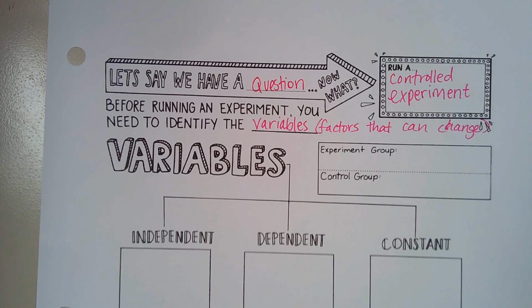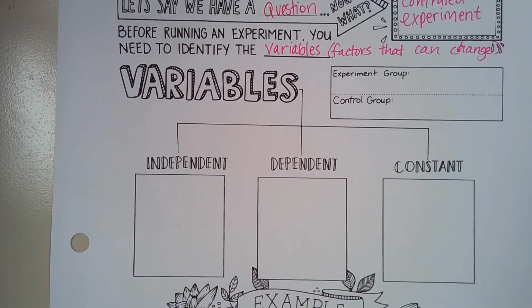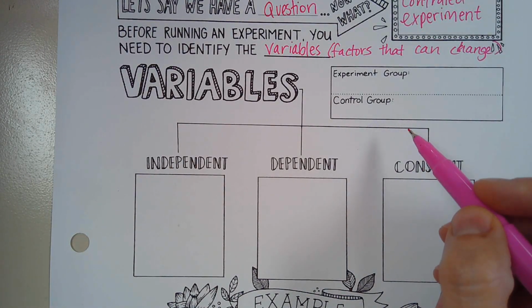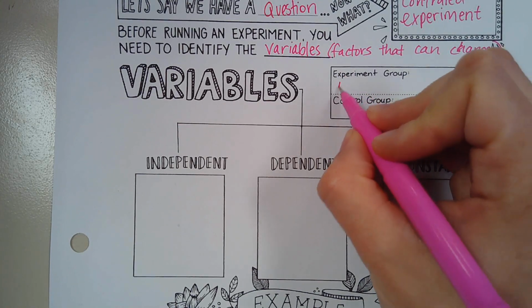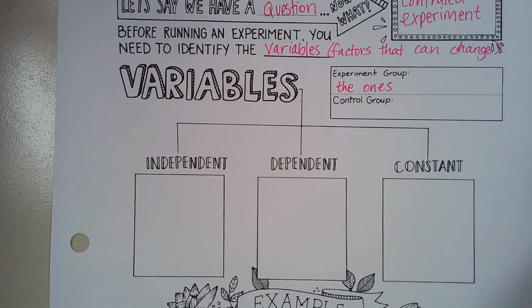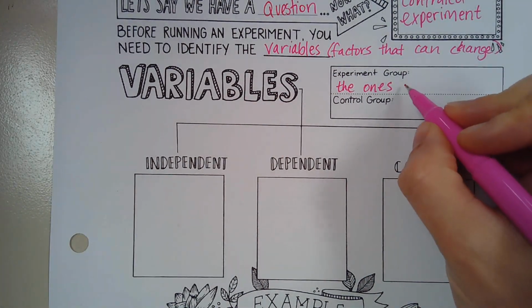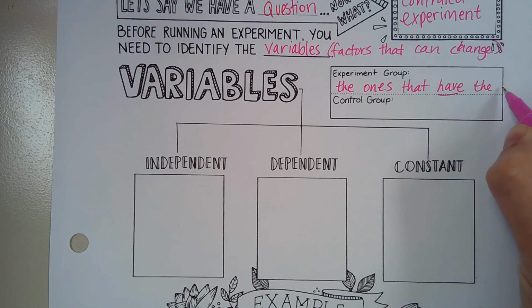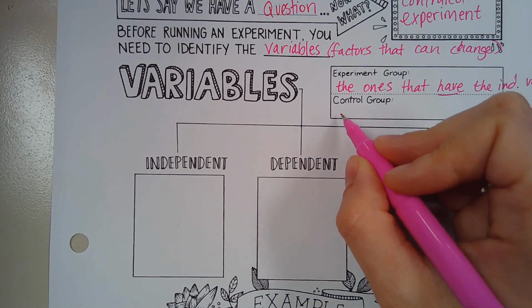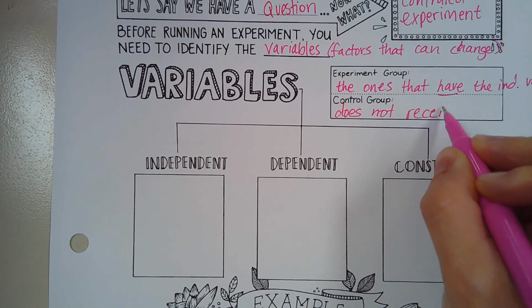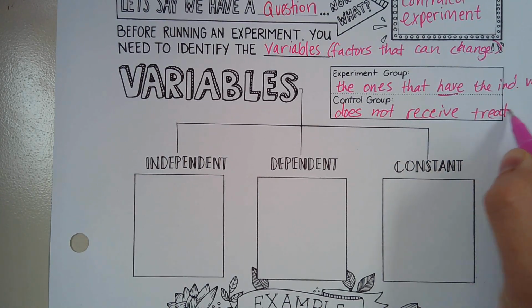So we have variables in an experiment, and before we jump to that, there are different groups in your experiment. The experimental group is the one. You might just have one experimental group, you might have several, but the experimental group is the ones that have the independent variable. And the control group does not receive treatment or have that variable. And this will make sense in a little bit.